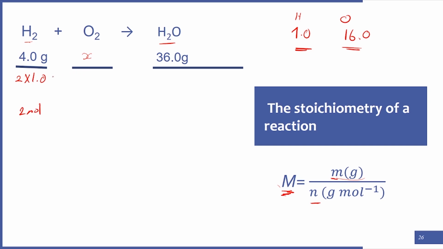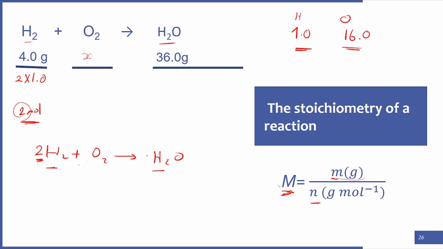2 moles. Now let's calculate it for oxygen. Although we don't know the grams of oxygen reacted with hydrogen, we can deduce it. But first, we need to write a balanced chemical equation. We write 2 before the hydrogen gas because we calculated in the previous step that 4 grams of hydrogen gas are equivalent to 2 moles.